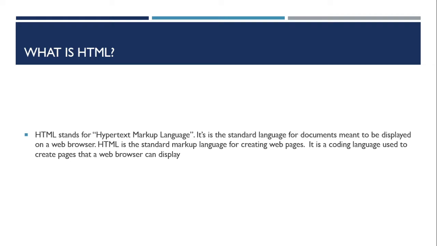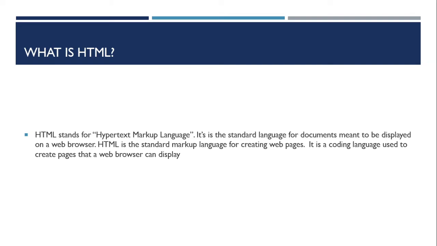That is, everything you see in a web browser, from the text to the buttons to the links to the images, everything you see that is being displayed in a web browser every time you are browsing the internet, is all written in an HTML file. Therefore, HTML is a standard language for creating web pages. It's a coding language used to create pages that a web browser can display.